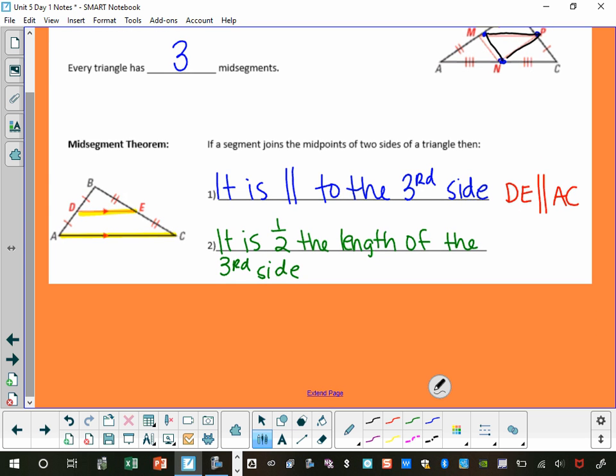So we can write this as DE is equal to half of AC, right? This line is half of the bottom line. Or you can write AC equals 2 times DE. When we're solving problems, I like to use this one more because anything without a fraction is just better, honestly. You limit your mistakes. But write both of those down.